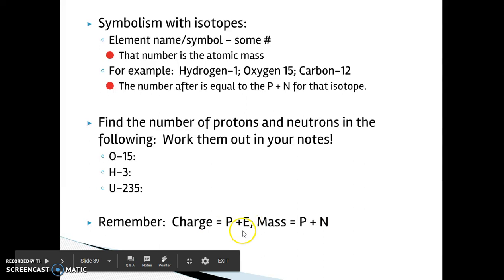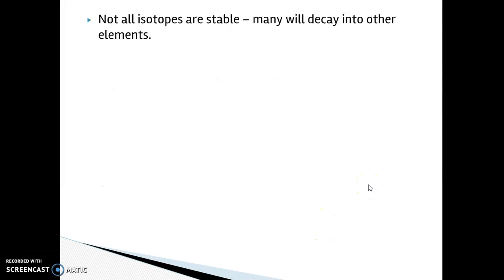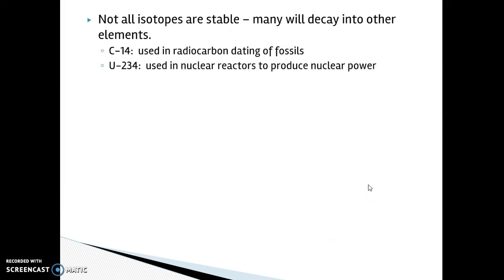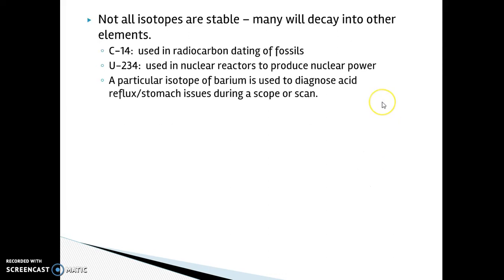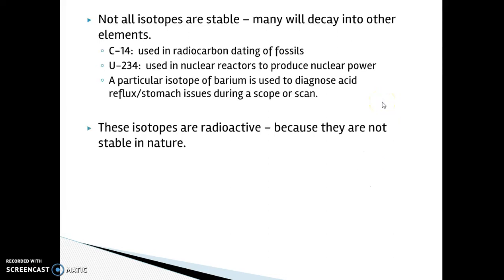Remember, charge is determined by changing the electrons. Mass is determined by changing the neutrons. You never change protons. Not all isotopes are stable, so just a little bit more about isotopes. Many will decay into other elements, and they do this sometimes quickly, sometimes slowly. It just depends on the actual stability of that isotope. Carbon-14 is an isotope that we use for radiocarbon dating of fossils. That's how we tell the age of fossils.